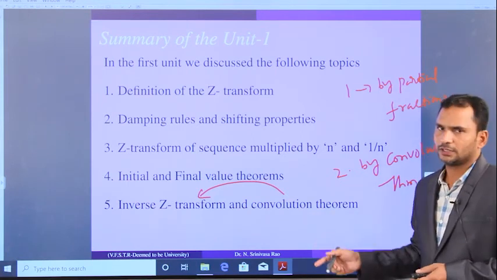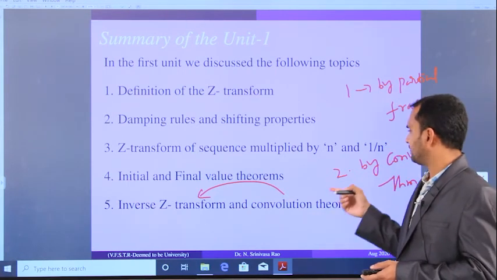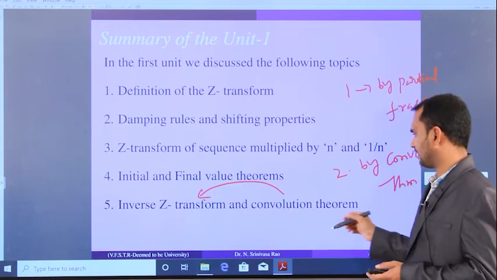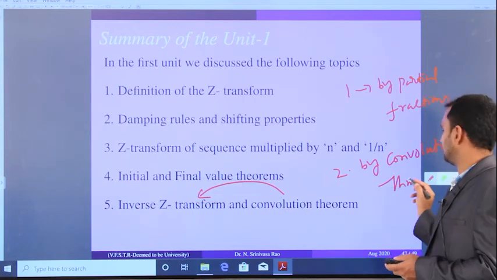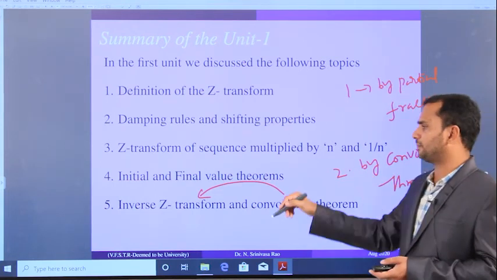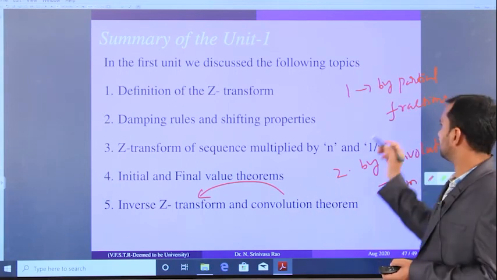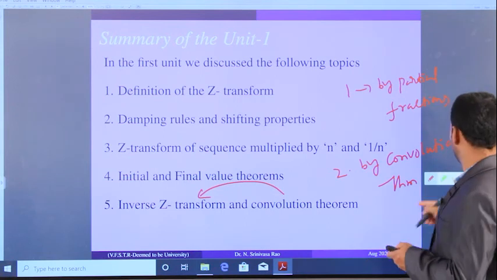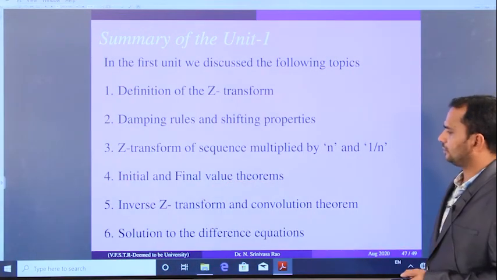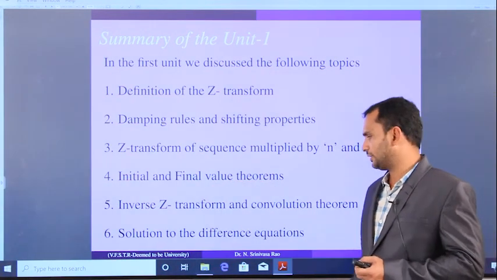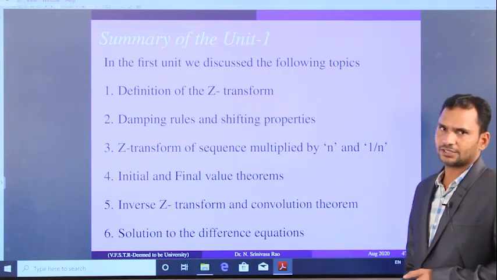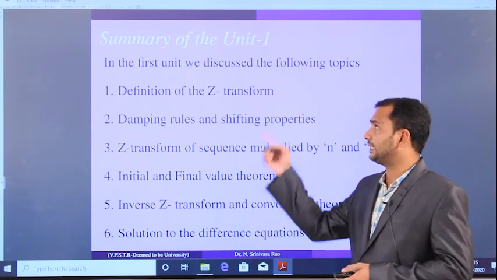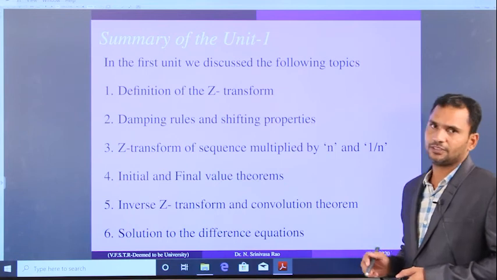Now suppose in the question itself they ask to solve by convolution theorem, then you should solve by convolution theorem only. Suppose they did not mention it, then what you have to do is apply partial fractions. Okay, so this is the fifth topic. And the final one is solution to the difference equations. These are the topics we discussed in the first unit.